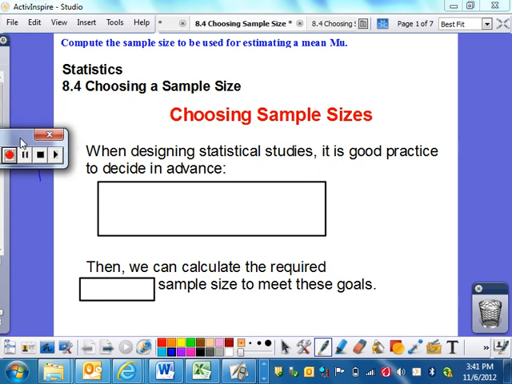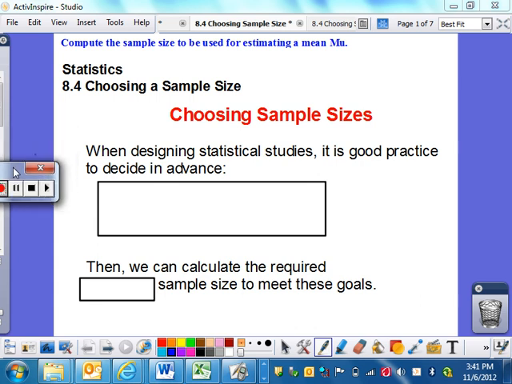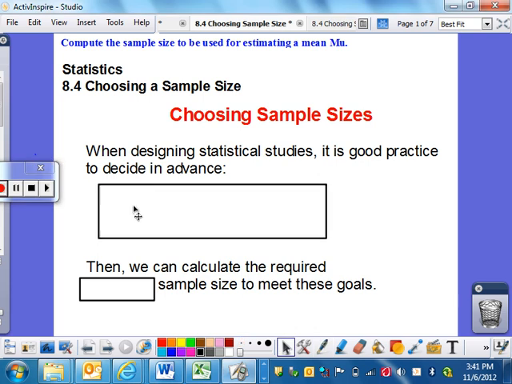Okay, this is 8.4 notes. It's choosing a sample size, so this is actually really different than 8.1 through 8.3 where we were building a confidence interval. We are now going to focus in on finding an n, or a sample. How many samples do we need, or how many trials should we do in order to have a good practice in making a statistical inference or answer.